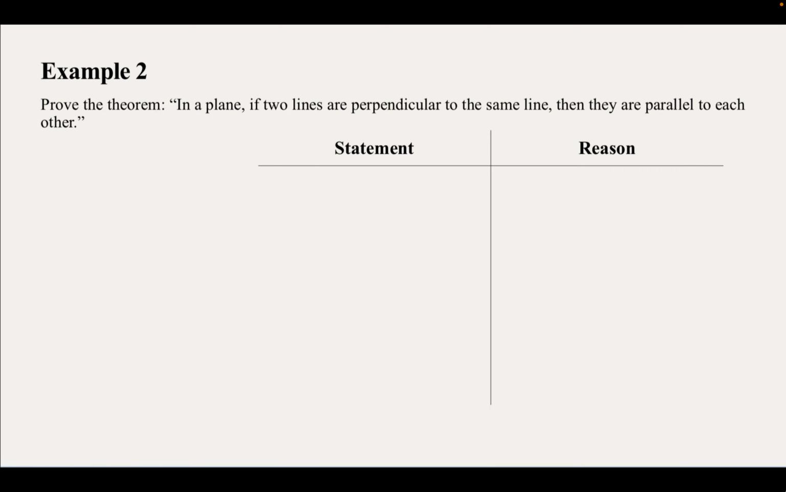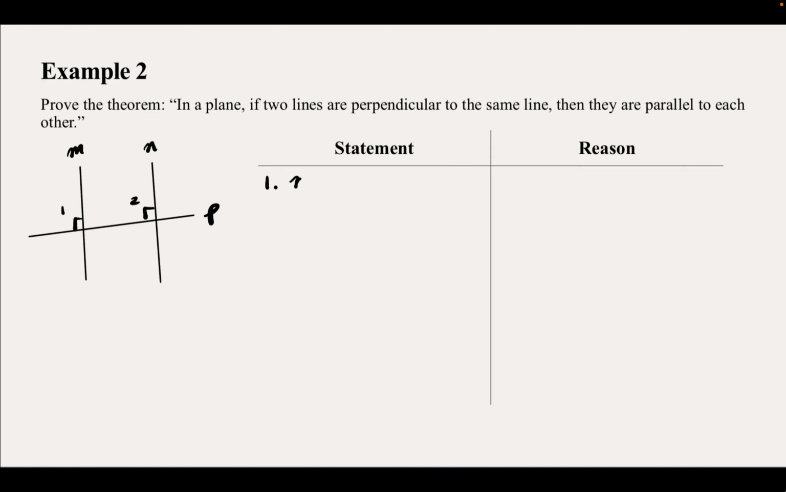Let's try another one. If two lines are perpendicular to the same line, then they are parallel to each other. All right, so let's draw 2 lines. And there's a transversal. 2 lines are perpendicular to the same line. I'm going to call this M, call this N, and I'll call this P again. They are perpendicular to P. So M and N are both perpendicular to P. I'm going to call these angles 1 and 2. That's my picture.